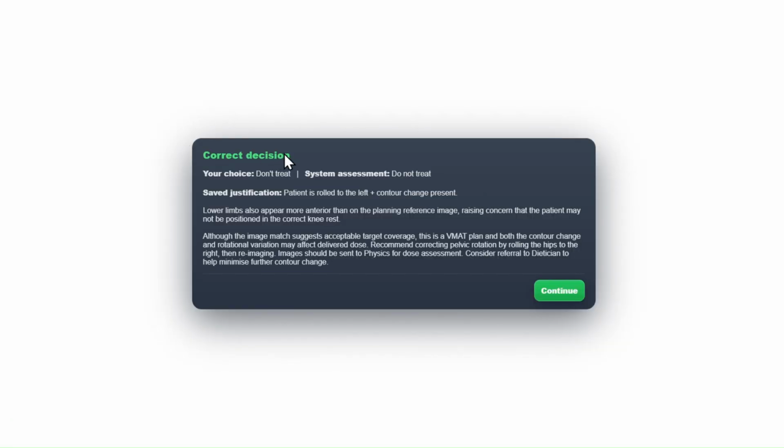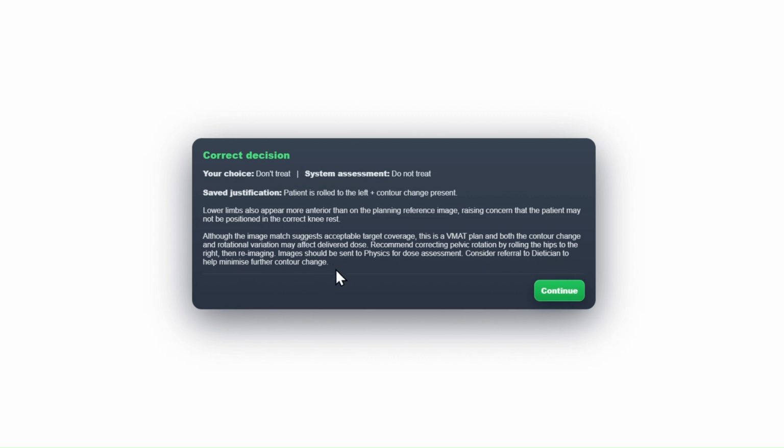We have the correct decision, and that's because the patient is rolled to the left plus contour change present. The lower limbs also appear more anterior than on the planning reference image, raising concern that the patient may not be positioned in the correct knee rest. Although the image match suggests acceptable target coverage, this is a VMAT plan, and both the contour change and rotation variation might affect the delivered dose. Recommended: correct the pelvic rotation by rolling the hips to the right, then re-image. Images should then be sent to physics for a dose assessment, and then consider referral to a dietitian to help minimize further contour change.